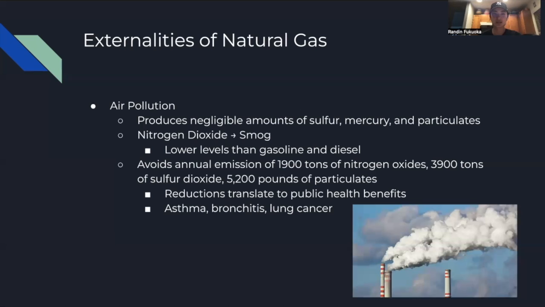So because of this, it avoids annual emissions of 1,900 tons of nitrogen oxides, 3,900 tons of sulfur dioxides, and 5,200 pounds of particulates. So due to these reductions, it leads to public health benefits, especially for people who have asthma, bronchitis, lung cancer, or any cardiovascular diseases or problems.